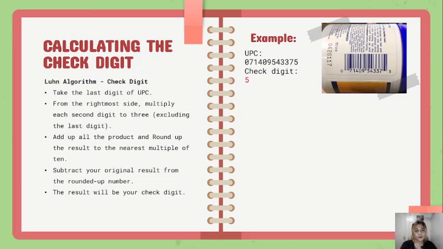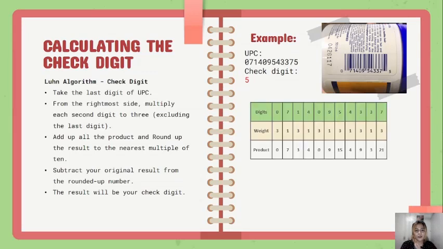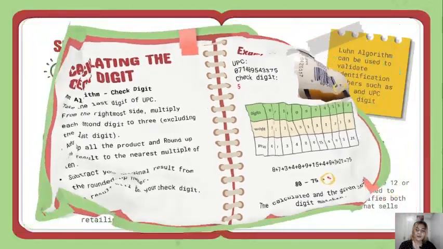So from the rightmost side, multiply each second digit with 3, excluding the last digit. We have here the table, and add up all the results and round up the result to the nearest multiple of 10. So that will give us 75. Rounding that up, we will have 80 minus 75, and now the result would be the check digit. So notice that our calculated check digit and the original check digit match. Therefore, our calculation for the check digit is correct, and the check digit is valid and working.